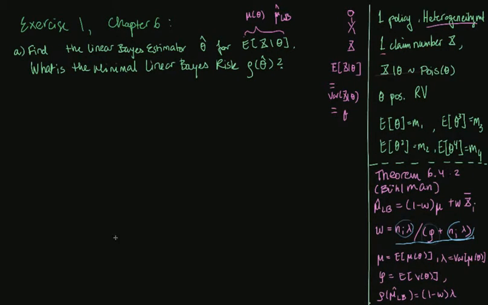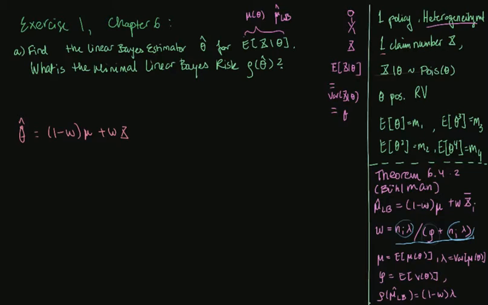To start calculating, we want to find theta hat, which, given by this theorem over here, should be expressed as 1 minus a weight multiplied by mu plus that weight multiplied by the average of policy observations. I have only one policy I'm looking at, and that policy only has one claim number. So on this given policy, the average of the observations is just that claim number, x.